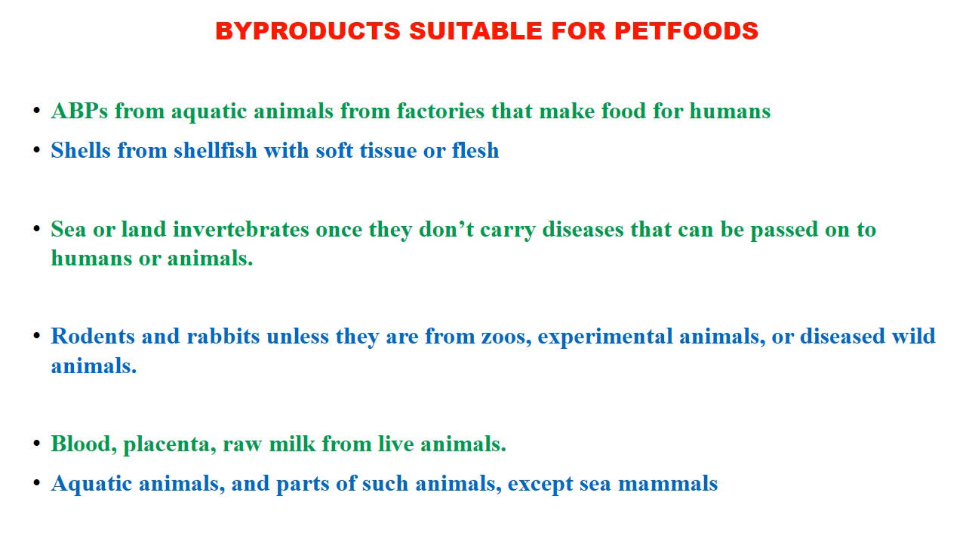Then blood, placenta, then raw milk from live animals. So they are all suitable for pet foods. And finally the aquatic animals and parts of such animals except sea mammals, they are also suitable for pet food. So all these are the categories of different byproducts which is suitable for pet foods.